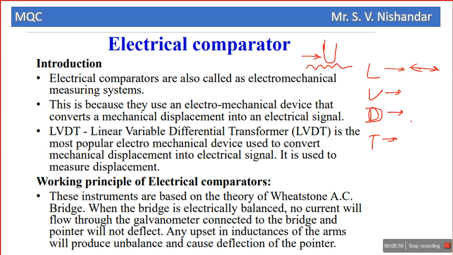Why is it called differential? The output is the difference between the two EMFs produced in the windings S1 and S2. So the output is always the difference of EMF induced in the coils S1 and S2, maybe E2 minus E1, depending on the position of the core. And T stands for transformer.